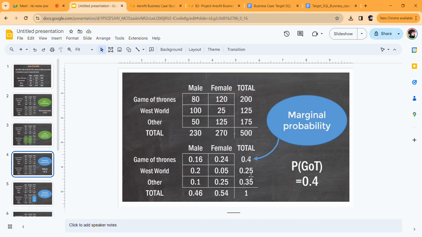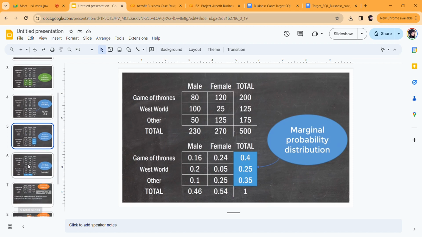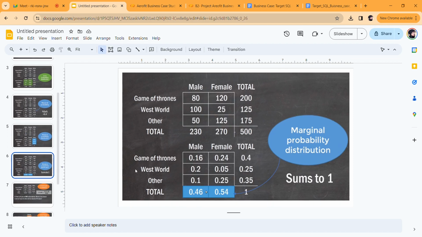So this outer line probability is known as the marginal probability. Here you can see these are all marginal probabilities. Understood everyone till here? You can unmute yourself and let me know that you are understanding. Getting it? The outer side is also the marginal probability of male and female.